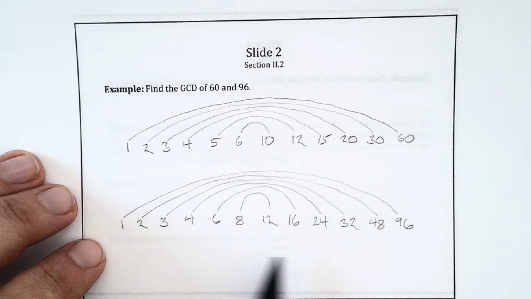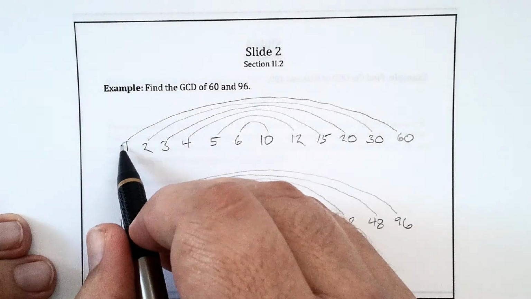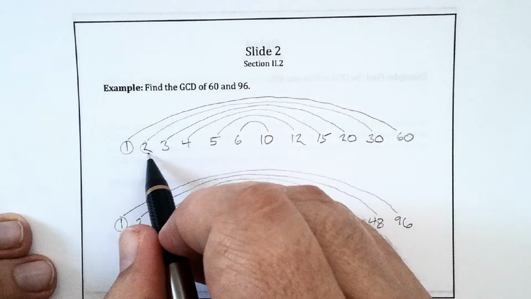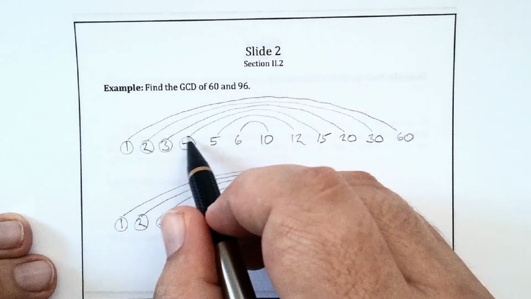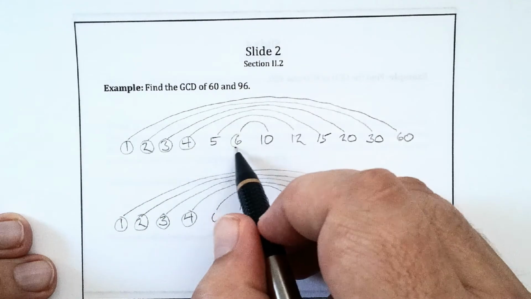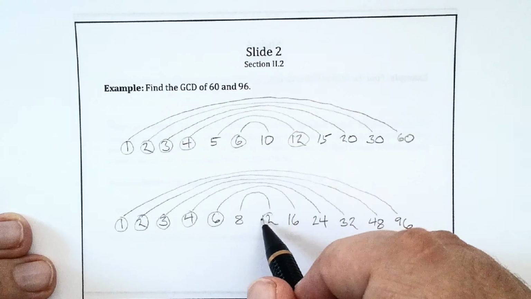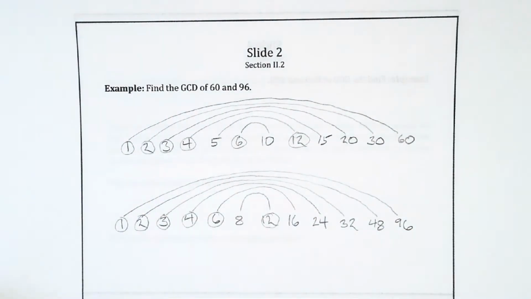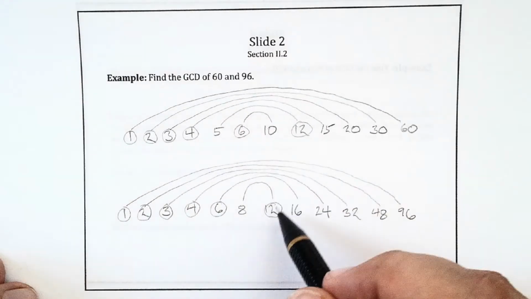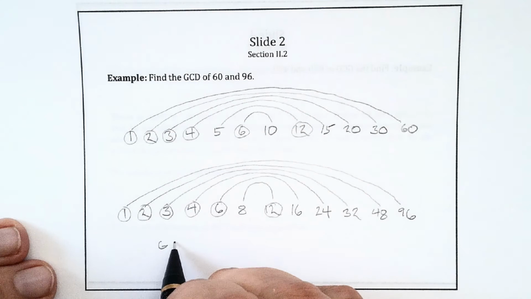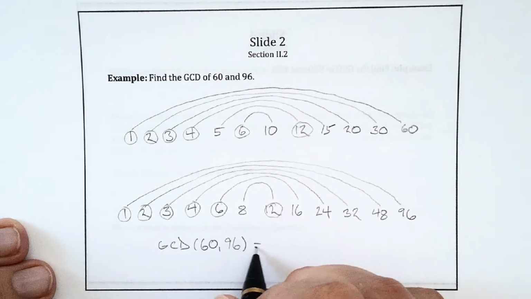And I just have to compare the two lists and see what they share. We just circle everything they share. They share 1, 2, 3, 4, 6, and 12. And the largest thing they share is 12. So the greatest common divisor of 60 and 96 is 12.